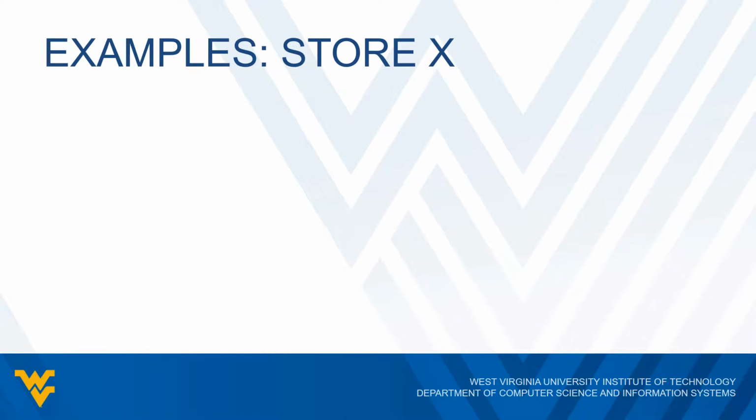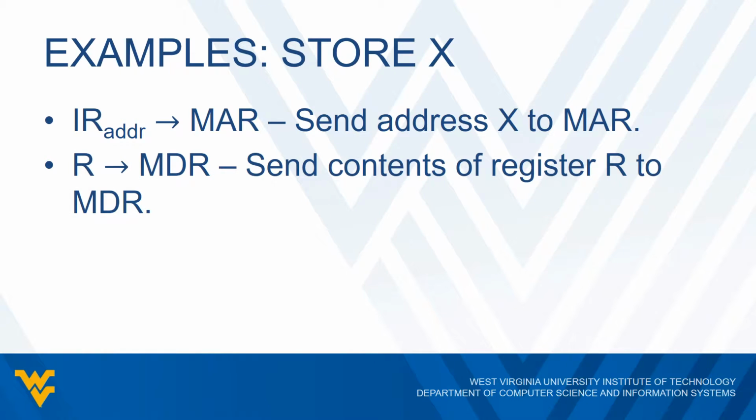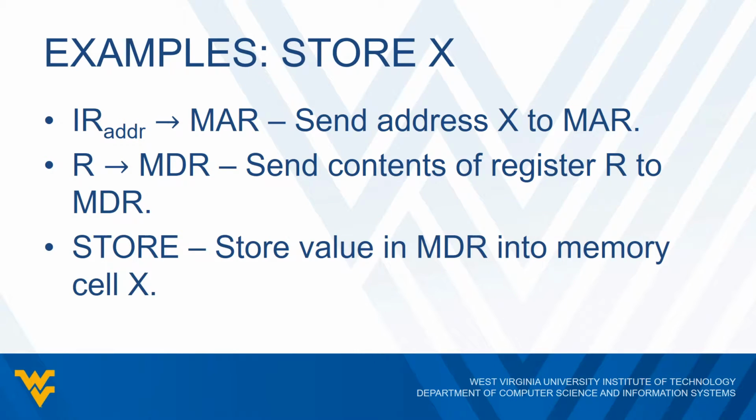The next instruction is the store X instruction, which means we're going to store the contents of register R into memory cell X. So the first step is that we need to send address X, which once again is stored in the address field of the instruction register. We're going to store that in the MAR. We're then going to take the contents of register R and store that in the MDR. And then finally, we're going to use a store operation, and we're going to store the value of the MDR into memory cell X.